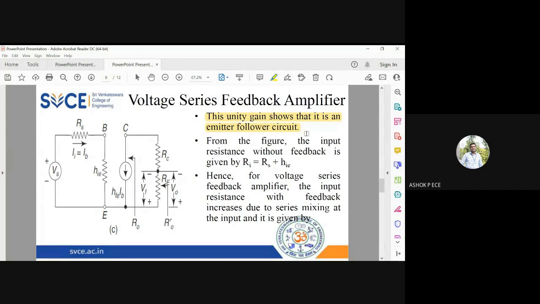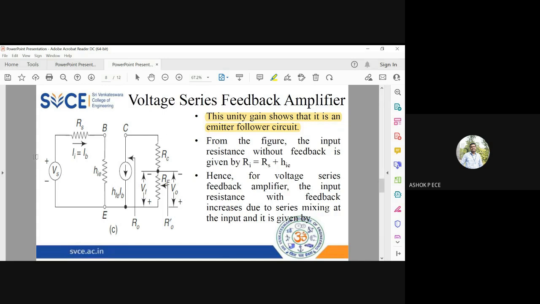Since we don't have any voltage gain, we are not going to use this as a practical amplifier, because all signals are voltage in nature. Since it is not going to amplify your voltage signals, this amplifier is not used as an amplifier in conventional circuits. Okay. Now, input resistance without feedback.